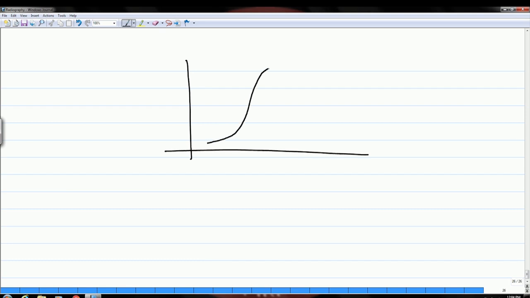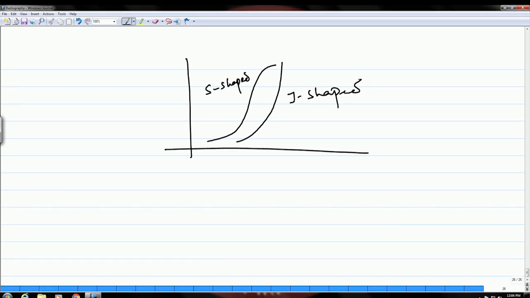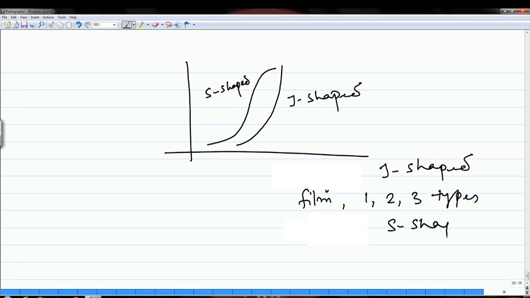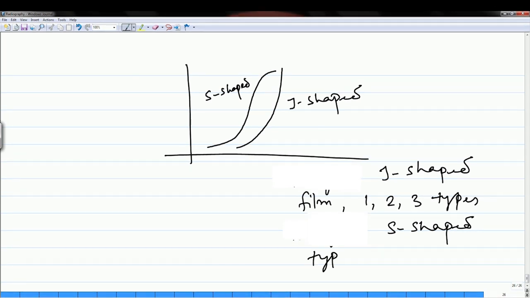Okay. So, this one we have seen, which is S shaped, but you may also have curves which will look like this. Which is like J shaped. Okay. And in this J type curves, you have three varieties, 1, 2, and 3 types, depending on the different properties of the films. And the S shaped curve, you have type 4 film.